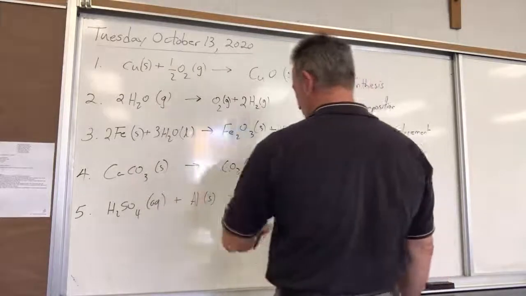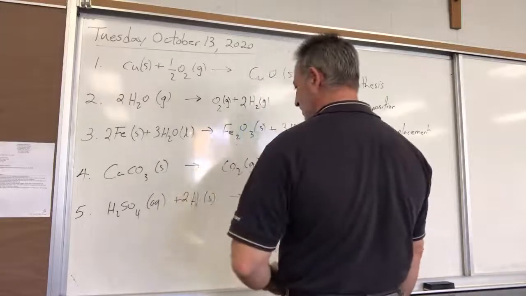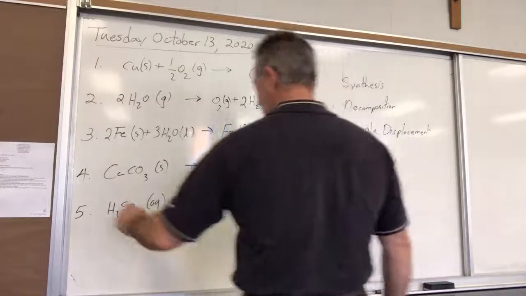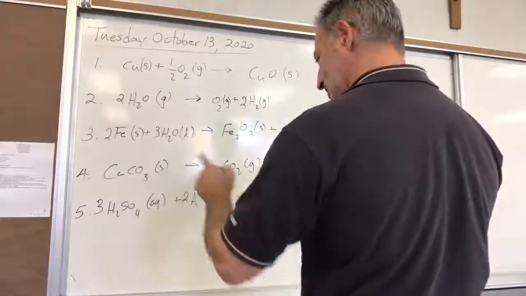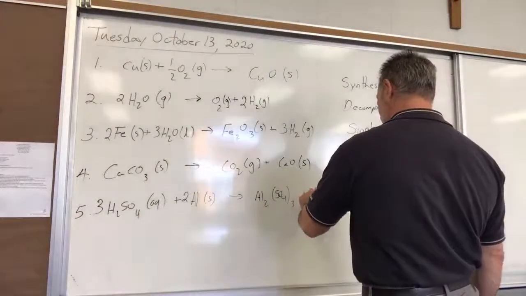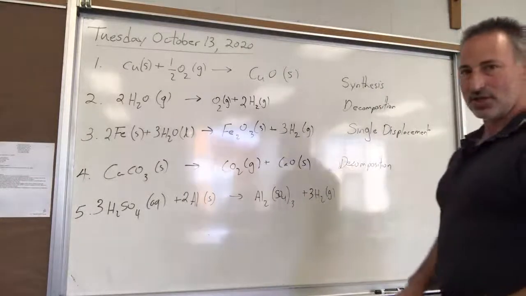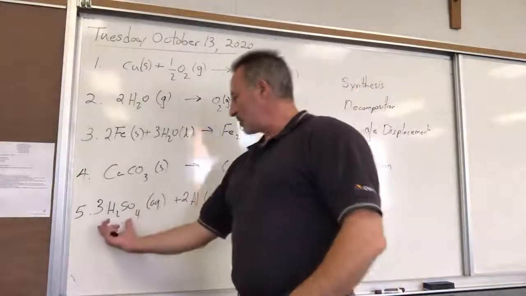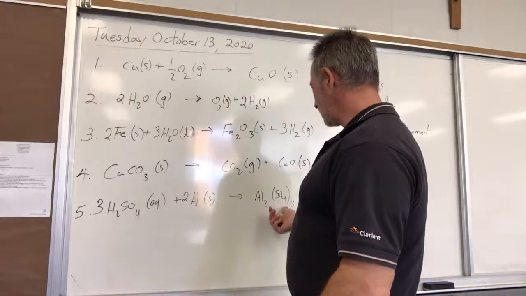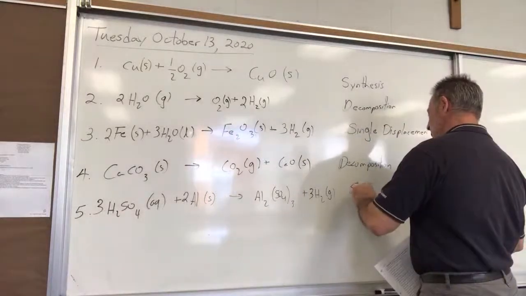Let's check for balance. There's 2 aluminums on the right, so we're going to put 2 in front of the aluminum on the left. 3 sulfates, so we're going to have to put a 3 in front of sulfuric acid, and it's going to create 6 hydrogens, so we're going to put a 3 in front of H2, and that's going to balance the 6 hydrogens. So let's double check again. We have 6 hydrogens, 6 hydrogens, 3 sulfates, 3 sulfates, 2 aluminums, 2 aluminums, and that's another single displacement reaction.